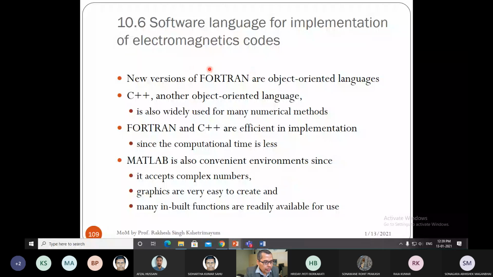You also have C++ and Java. All these programming languages are object-oriented, very efficient, very fast, and quite easy to program, because you define an object and define its properties in terms of functions.